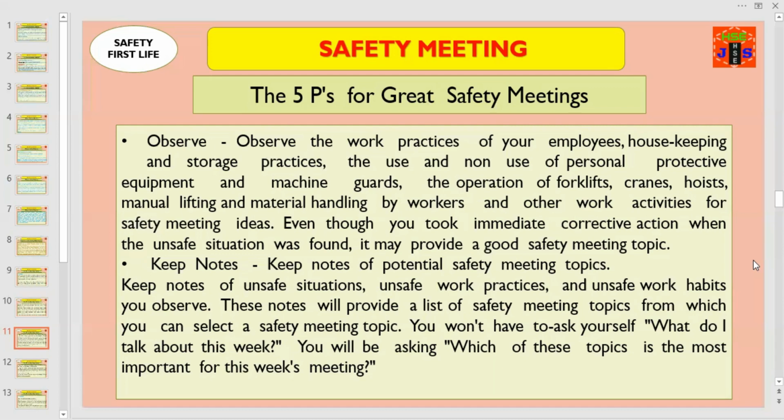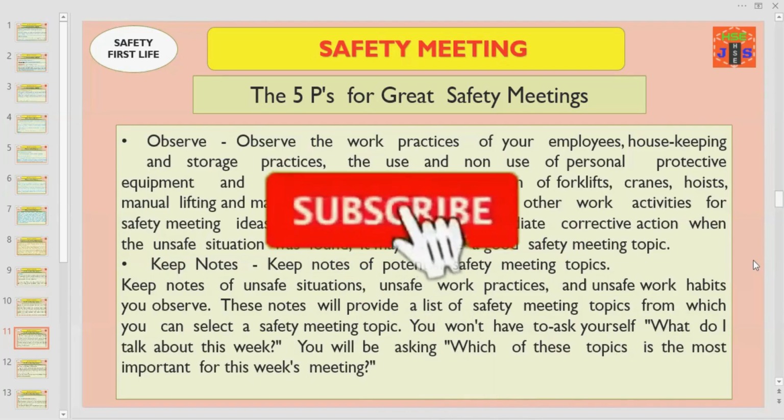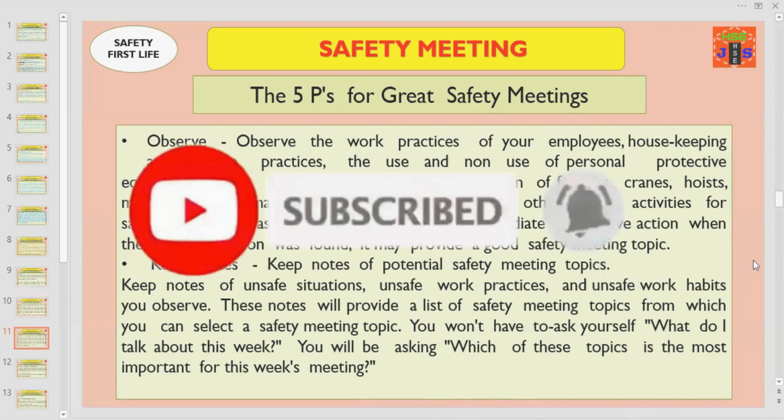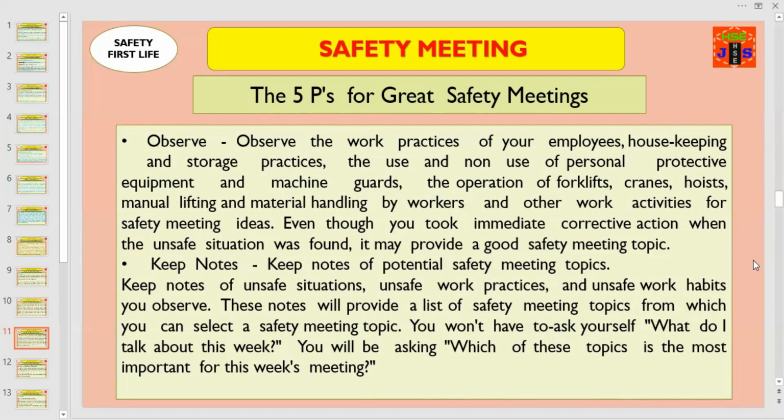Keep notes of potential safety meeting topics. Keep notes of unsafe situations, unsafe work practices, and unsafe working habits you observe. These notes will provide a list of safety meeting topics from which you can select one. You would not have to ask yourself, what do I talk about this week? You will be asking, which of these topics is the most important and critical for this week's meeting?